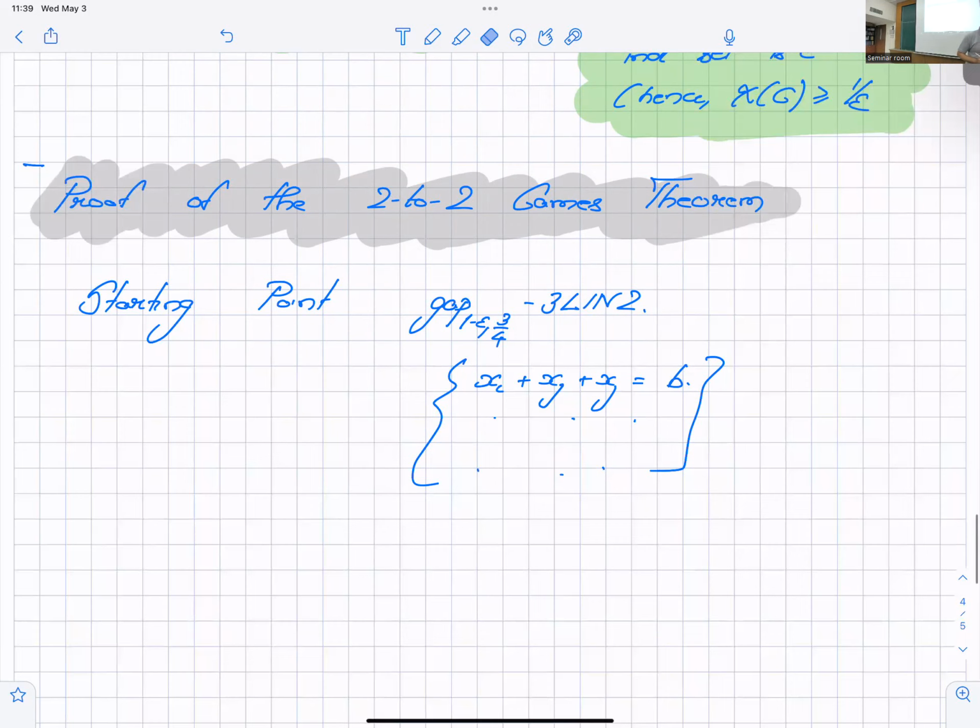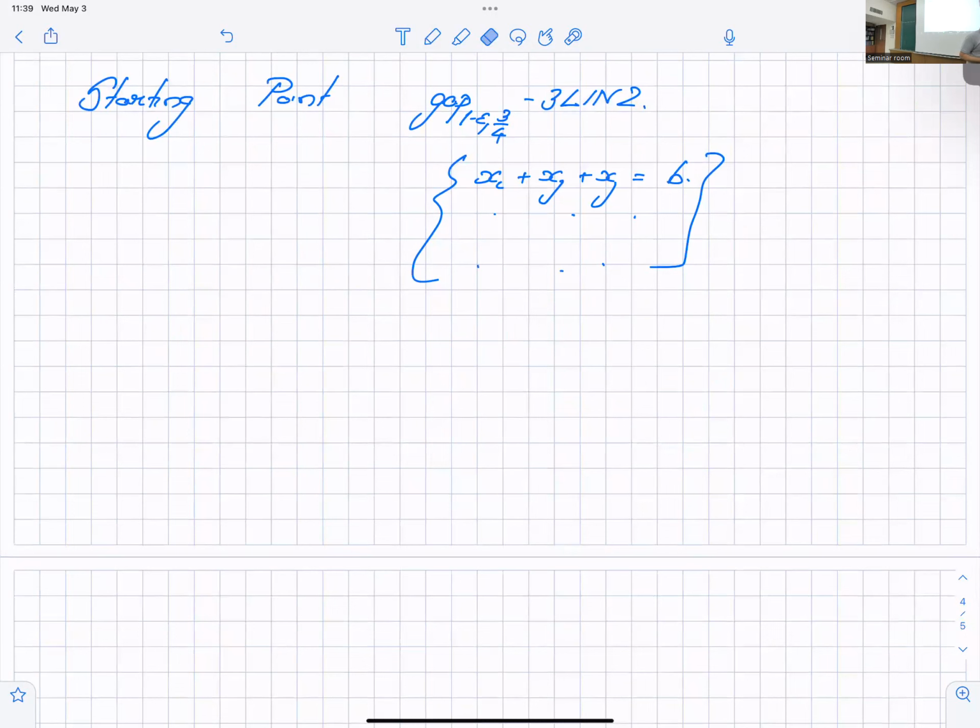So let's talk about the outer PCP from gap 3.